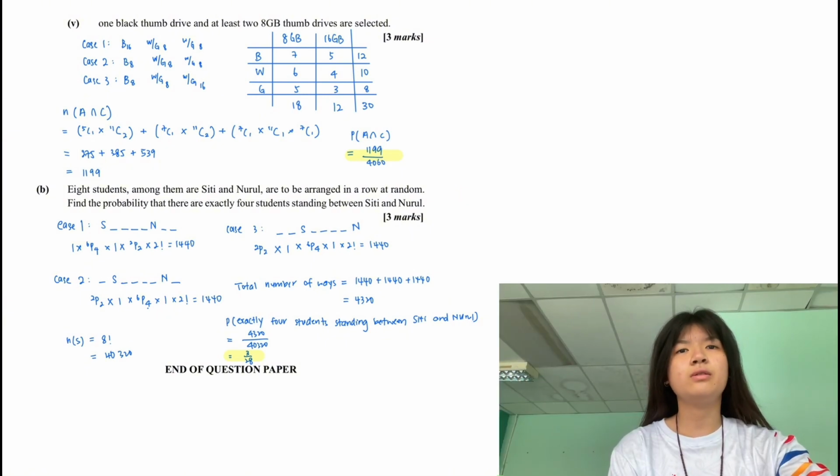So let's move on to question B. The question asks for the probability that there are exactly 4 students standing between City and Nehru. So for case 1, 1 times 6P4 times 1 times 2P2 times 2 factorial equals 1440.